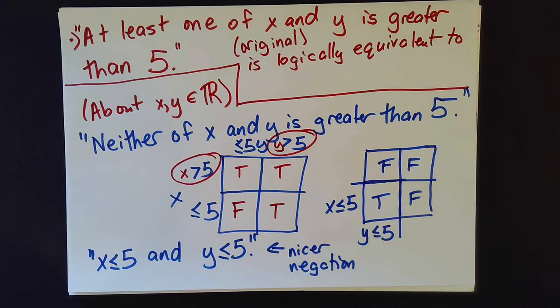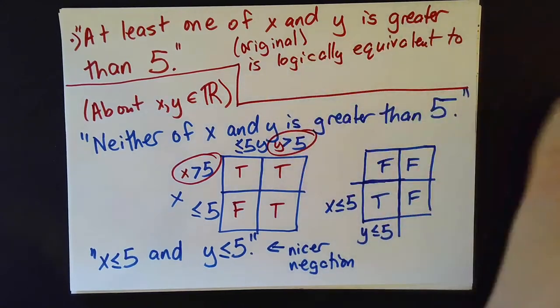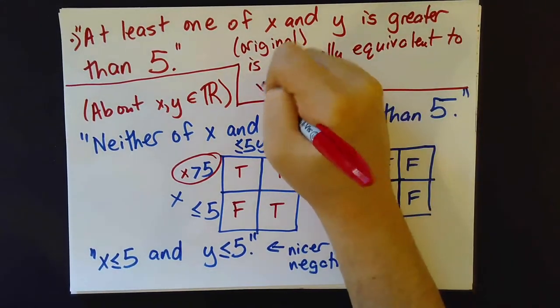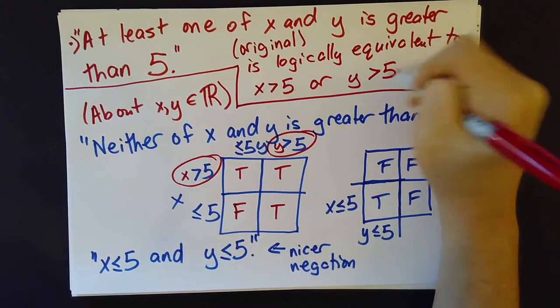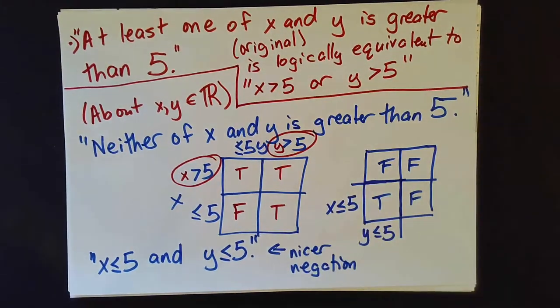Right. X or Y is greater than 5. Or if you prefer, you could even write that as X is greater than 5 or Y is greater than 5. These are all different ways of saying the same thing. Okay.